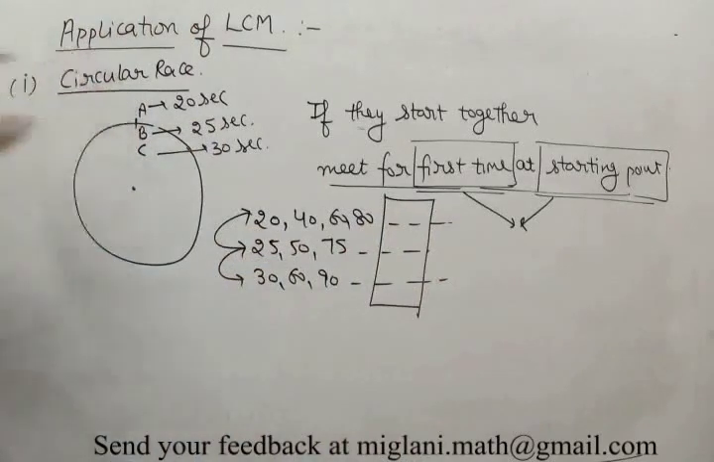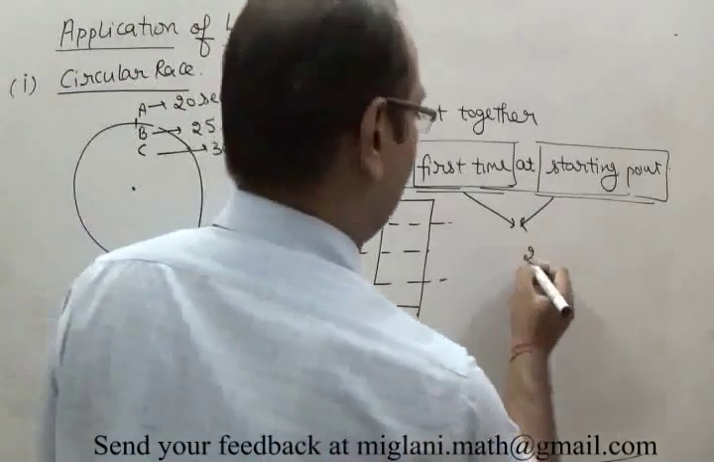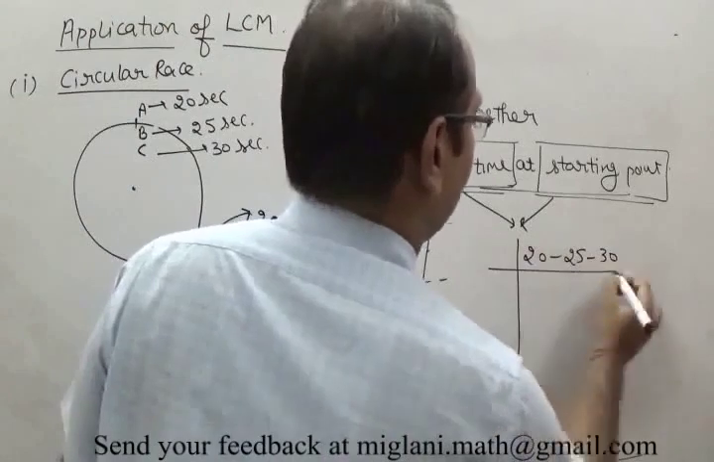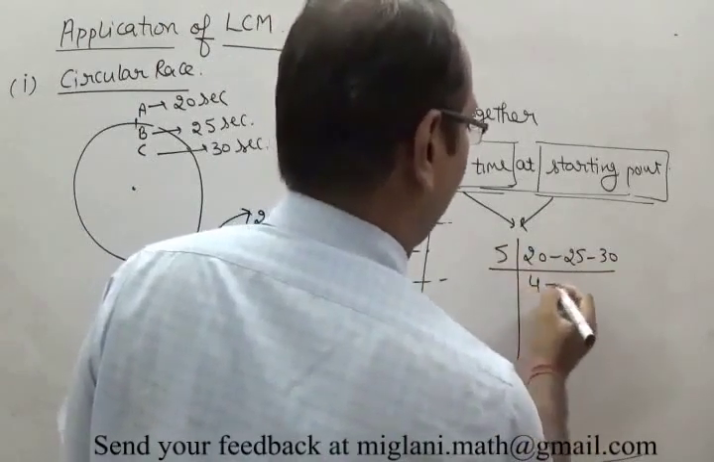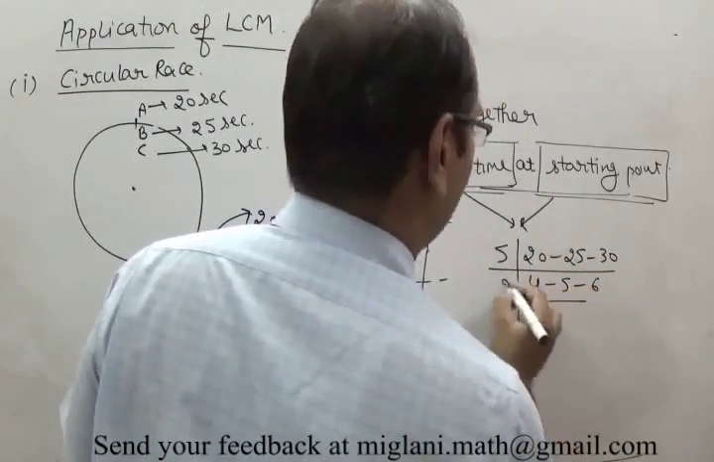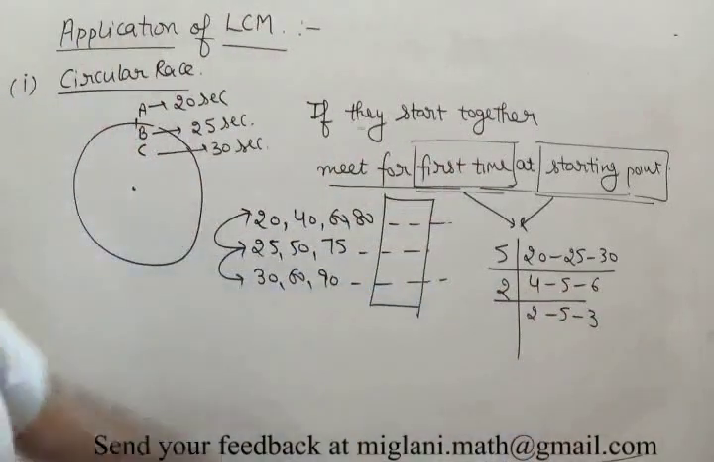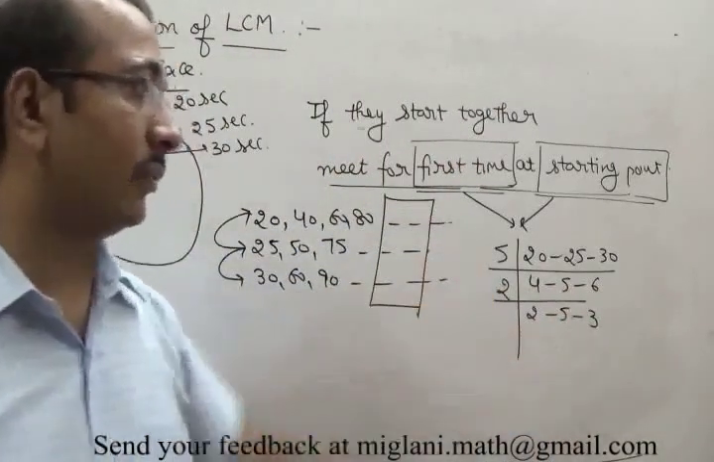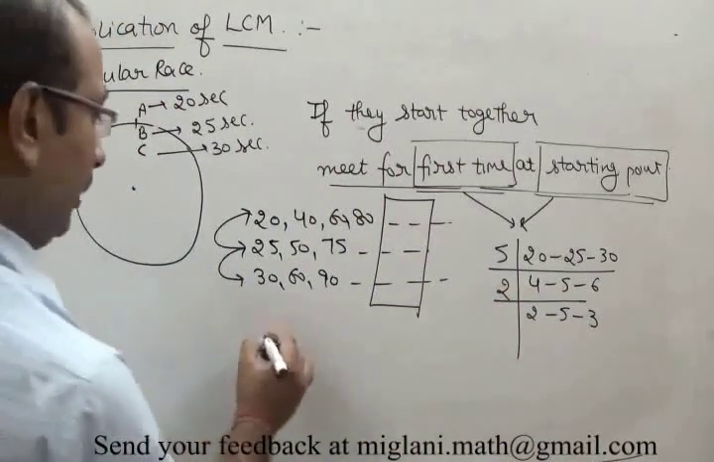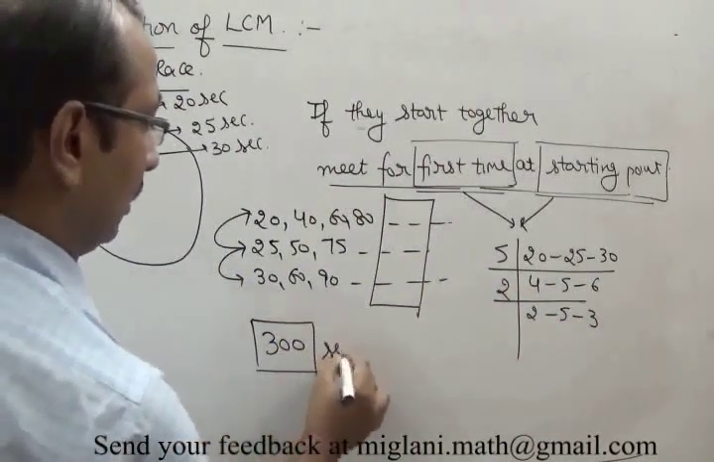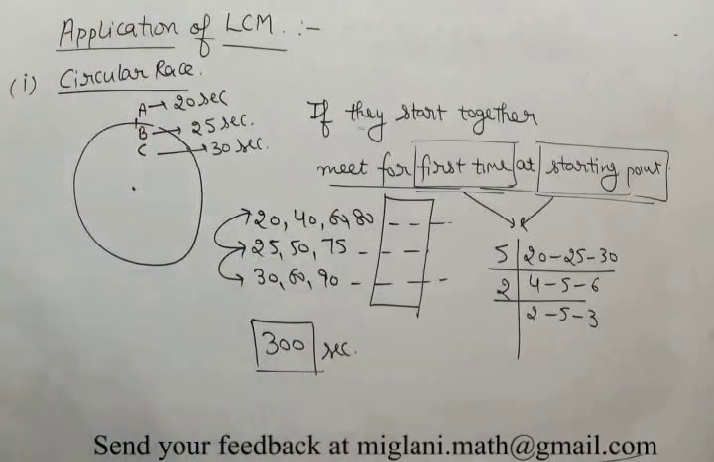And when I take the LCM of these three, 20, 25 and 30, take 5, it's gone, 4, 5 and 6. You may take 2 as well, 2, 5 and 3. Here I can say LCM is 5 into 2 is 10, 10 into 10 is 100, into 3 is 300. So I can say LCM is 300 seconds, or our answer is after 300 seconds they meet for the first time at the starting point.